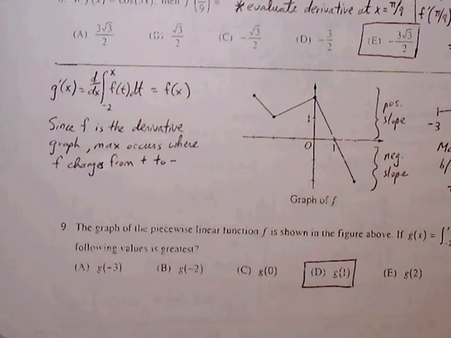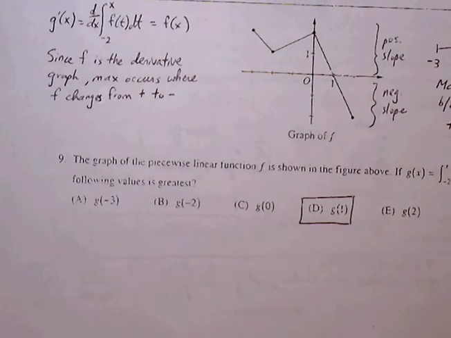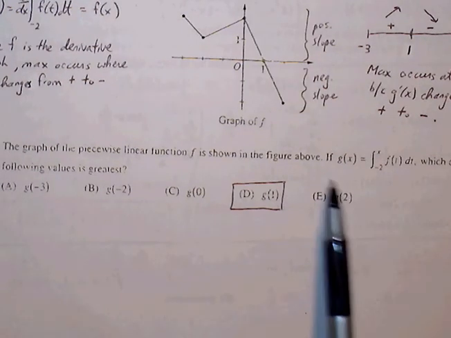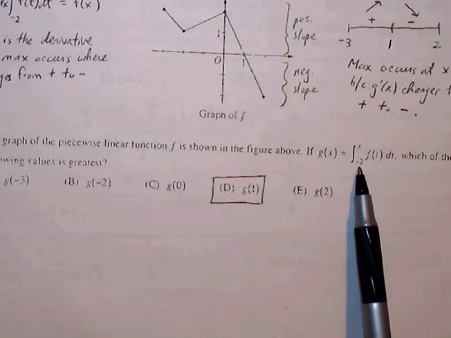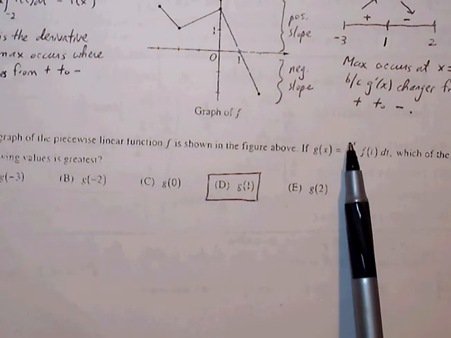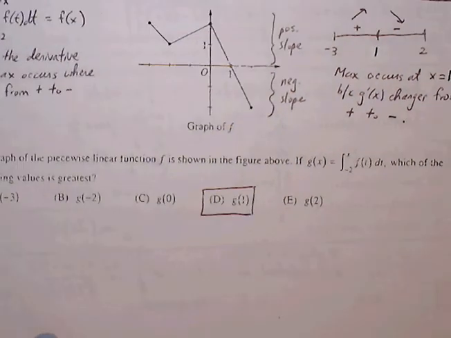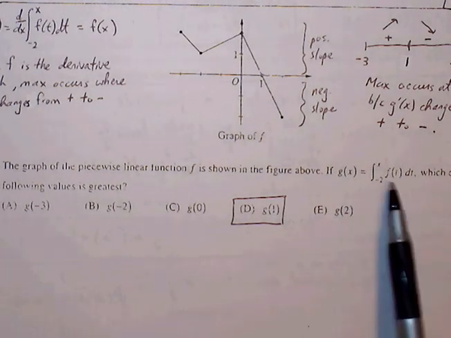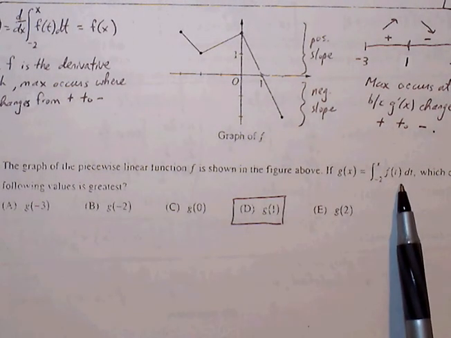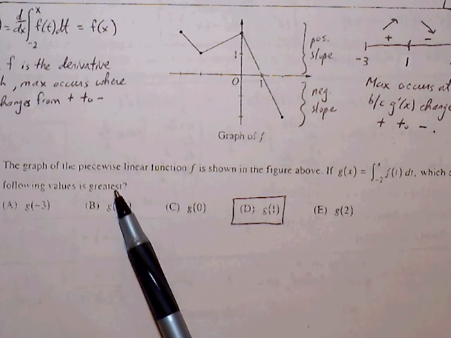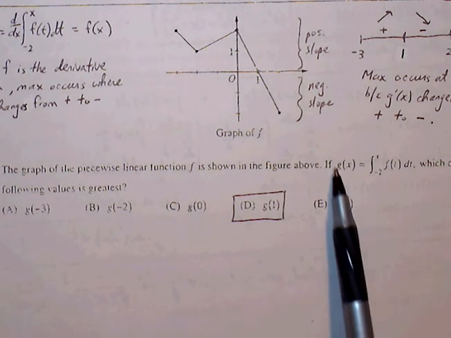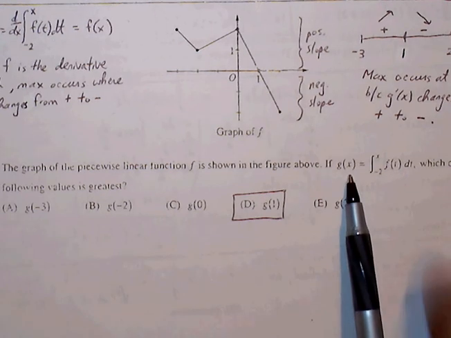Okay. Number 9. The graph of the piecewise linear function f is shown in the figure above. If g of x equals the definite integral of f of t from negative 2 to x, of which of the following values is the greatest? So let's first figure out what the relationship is between g of x and f of t. If I want to find the greatest value, I will need to find where my slope is equal to 0. Or I need to find the derivative and figure out whether this will be a maximum or not.